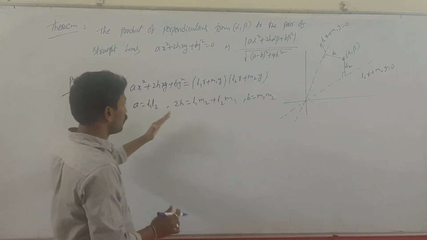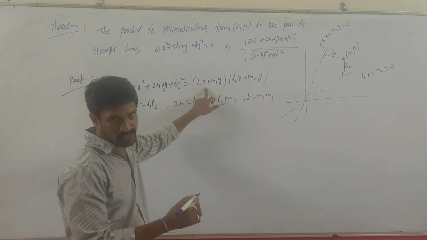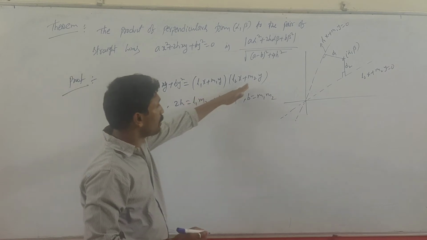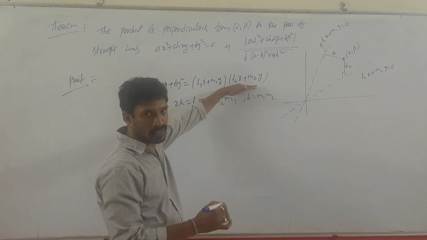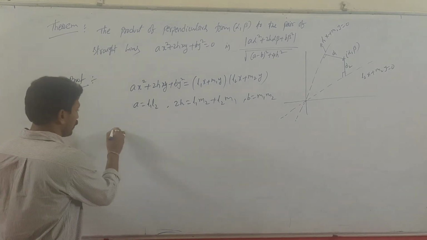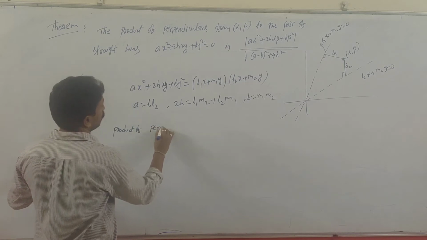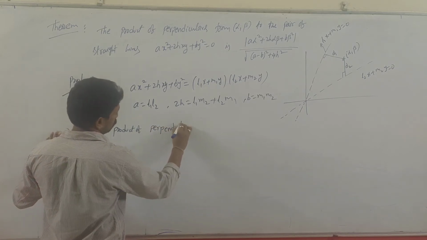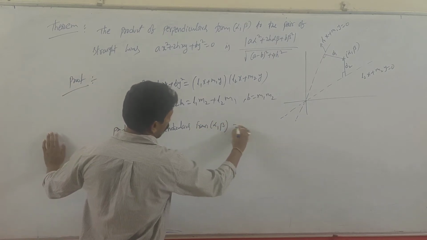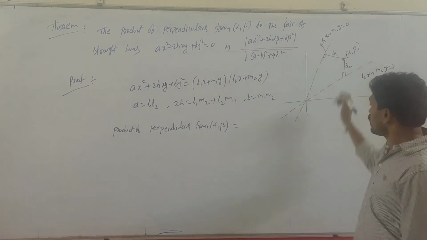Okay. So what we have to prove here? Let alpha comma beta be the point from which we take the perpendicular distance. From alpha comma beta you take the perpendicular distance to this line. Therefore now I am writing the product of perpendiculars from alpha comma beta is equal to, here d1 is nothing but, what is the formula?